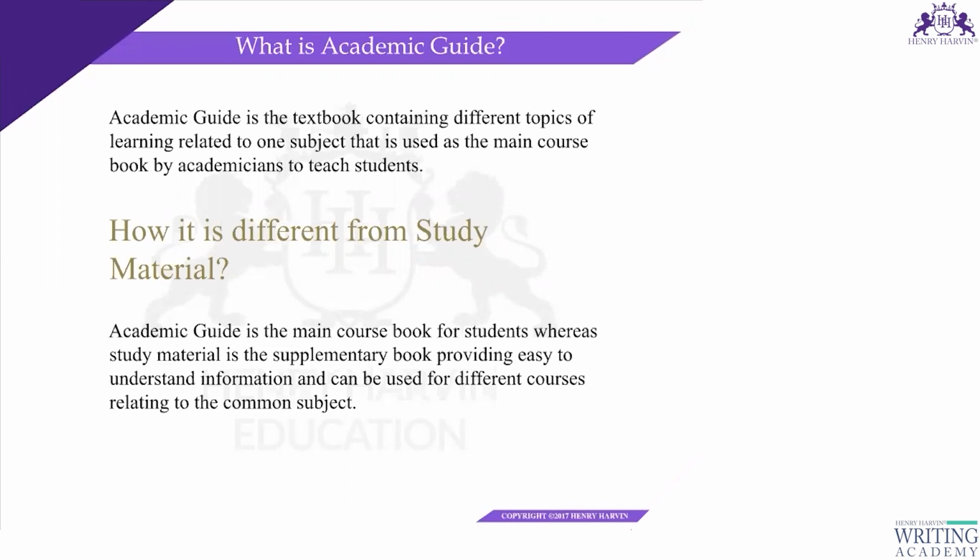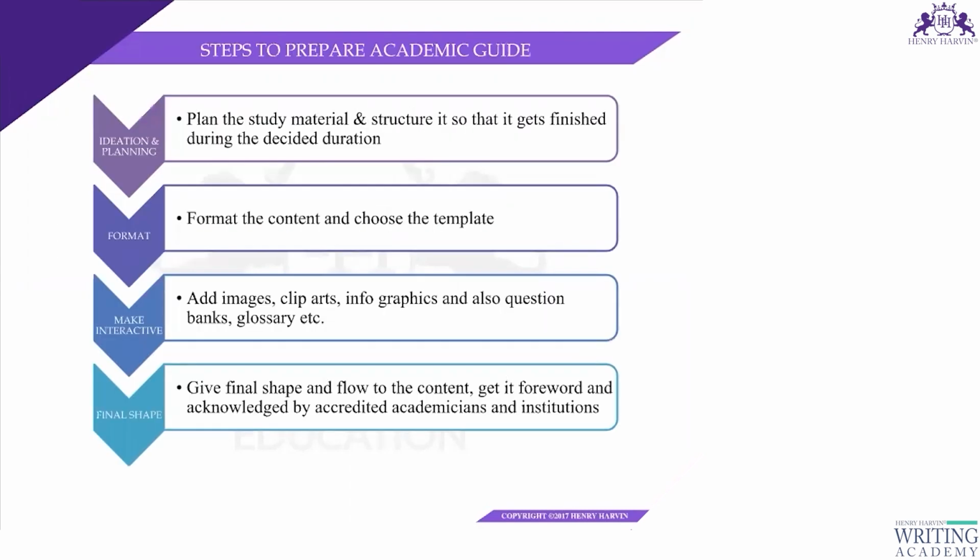So what would be the steps involved in creating your academic guide? First, planning. The first thing is to plan the study material and structure it so that it is completed by the decided duration. The main thing, and the ethical behavior, is to stick to your deadlines. If you have a task to be completed, make sure you leave everything else aside, because this becomes your priority, and make sure you have it all completed by the deadline. So plan the study material and structure it.